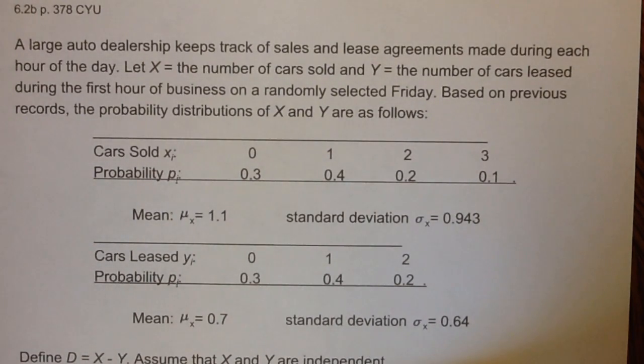Today we're back in section 6.2. We're going to be looking at page 378, check your understanding. This problem is going to focus more on combining random variables, whereas the last problem focused on transforming random variables.